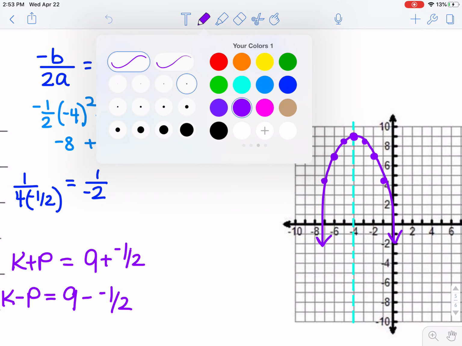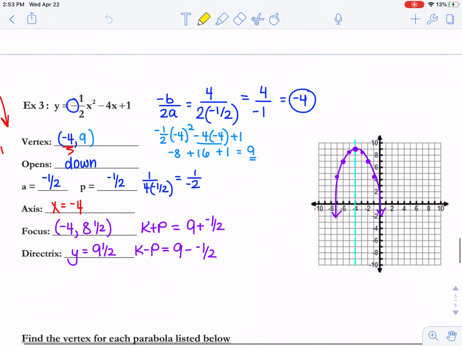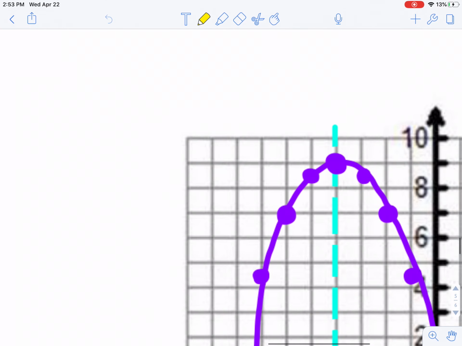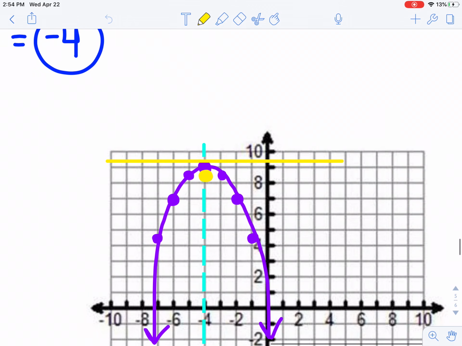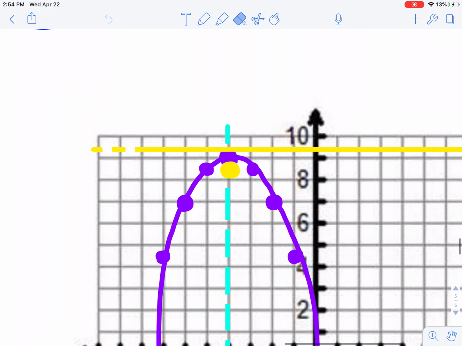The focus is always inside of the parabola, and it should be at negative 4, 8.5. And the directrix is like kind of behind the parabola. So that's at 9.5. And we're just eyeballing it. This directrix should also be dashed.